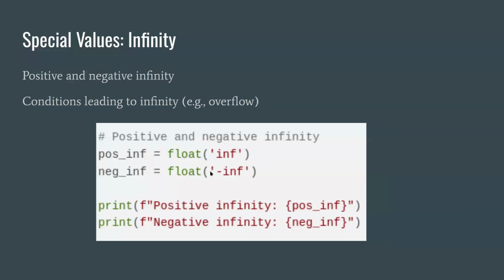And here, if you look at this Python example, it shows you how to represent positive and negative infinity in Python. And these values are used to represent overflow conditions in floating point arithmetic.